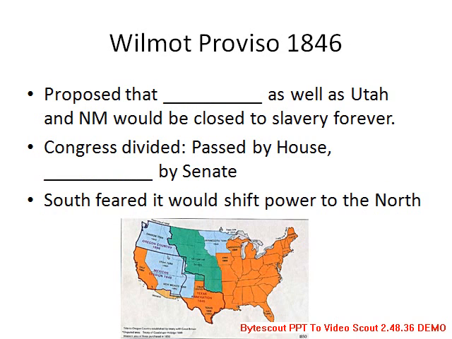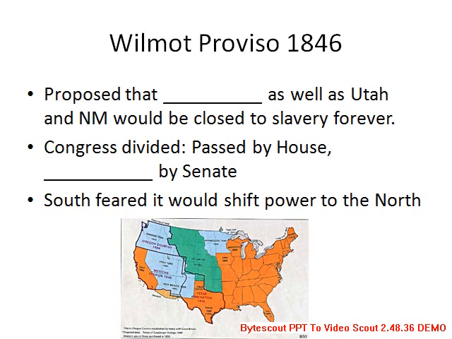The next event we're going to look at has to do with some of the land that was acquired through the Mexican Cession and the Mexican-American War. And this deals mostly with California. And what it did was it proposed that California, as well as Utah and New Mexico, so basically most of what was the new southwest United States, would be closed to slavery forever, that slavery could never exist in these territories.